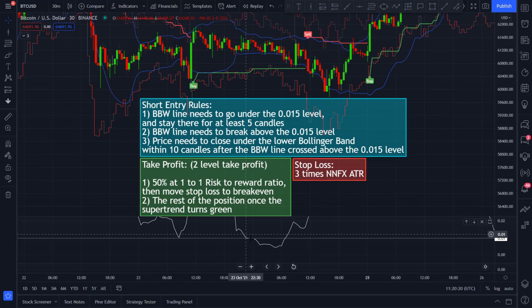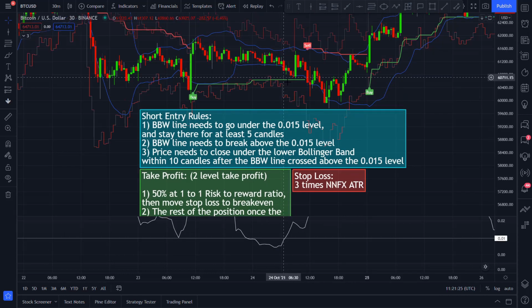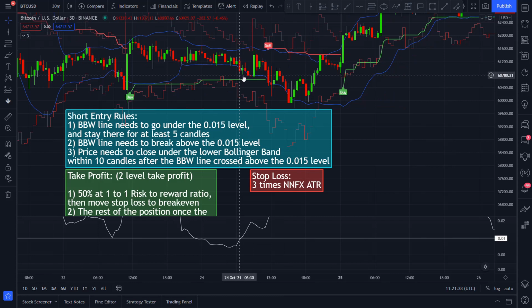Here are the rules for a short entry. First, you need to have the BBW line going under the level, which you can see happens right on this candle. After that, the BBW needs to stay under the level for at least 5 candles, so let's count 5 candles. 1, 2, 3, 4, and 5. After that, you need to have the BBW breaking above the level, which happens right on this candle. And there's only one thing left before we can take our position. We need to see the price closing under the lower Bollinger Bands. So as you can see, that happens right on this candle.